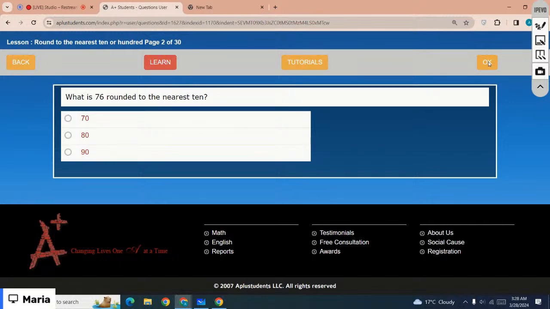What is 76 rounded to nearest 10? You have to round off 76 to 10. So which number is it? Yes, very good. 76 is rounded off to 80.